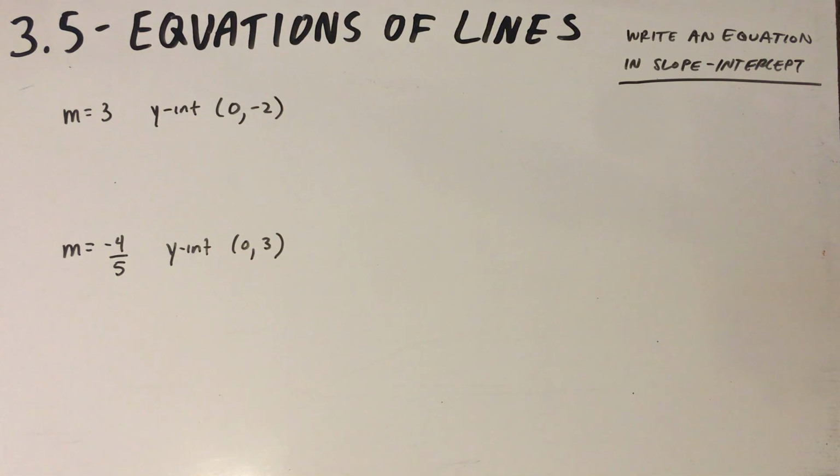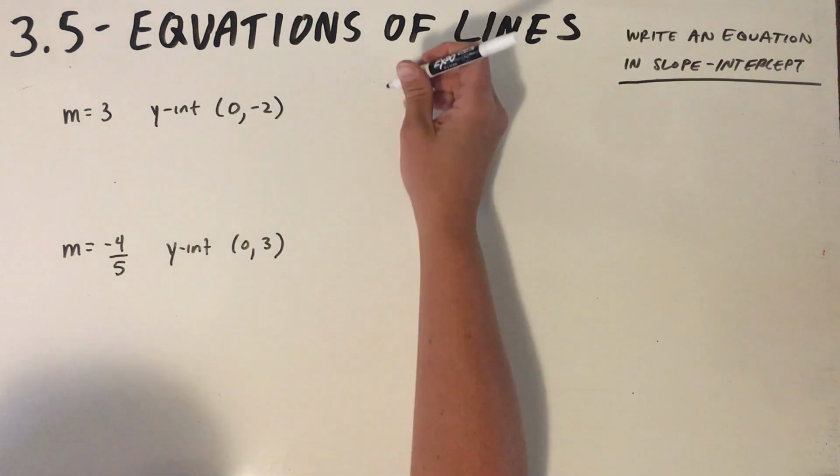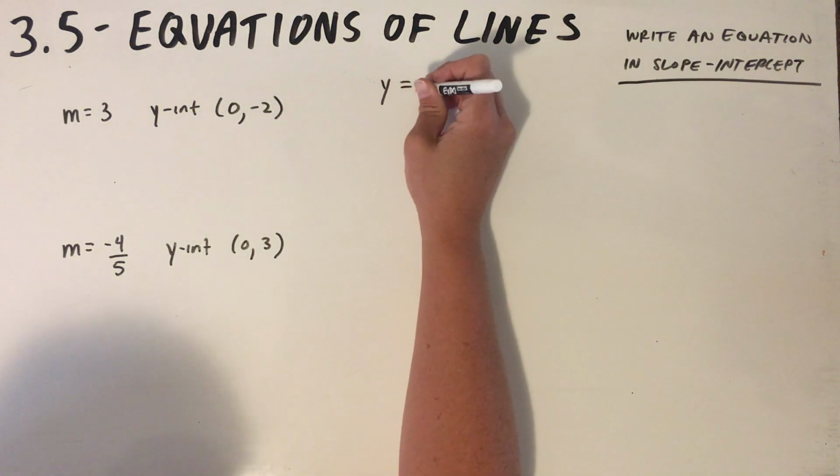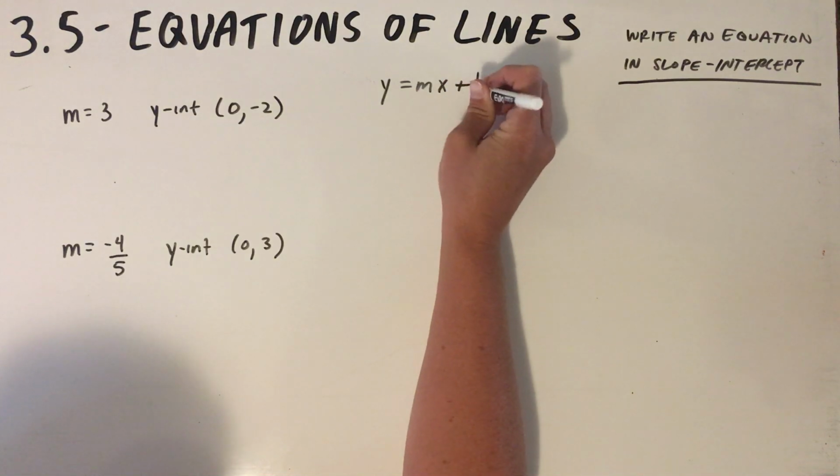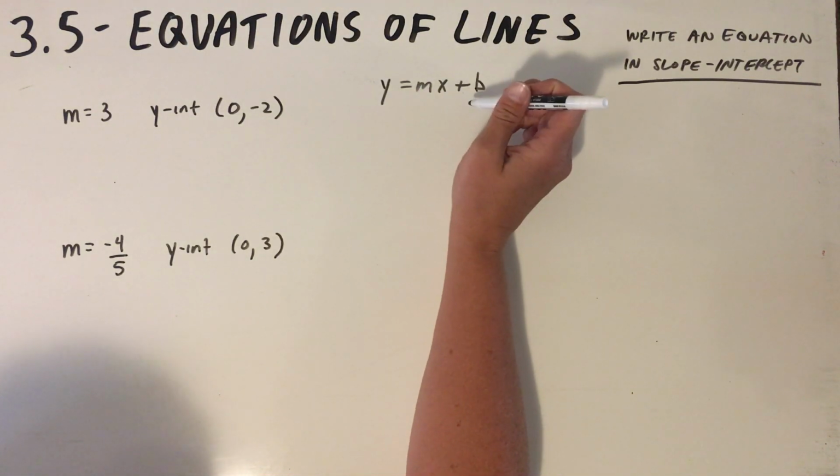All right, so this section is 3.5, and we're going to cover equations of lines. First thing we're going to talk about is where we left off from 3.4, remembering that we can write equations of a line if we're given the slope and the y-intercept. We can literally just plug that in. A general form is slope-intercept form here.